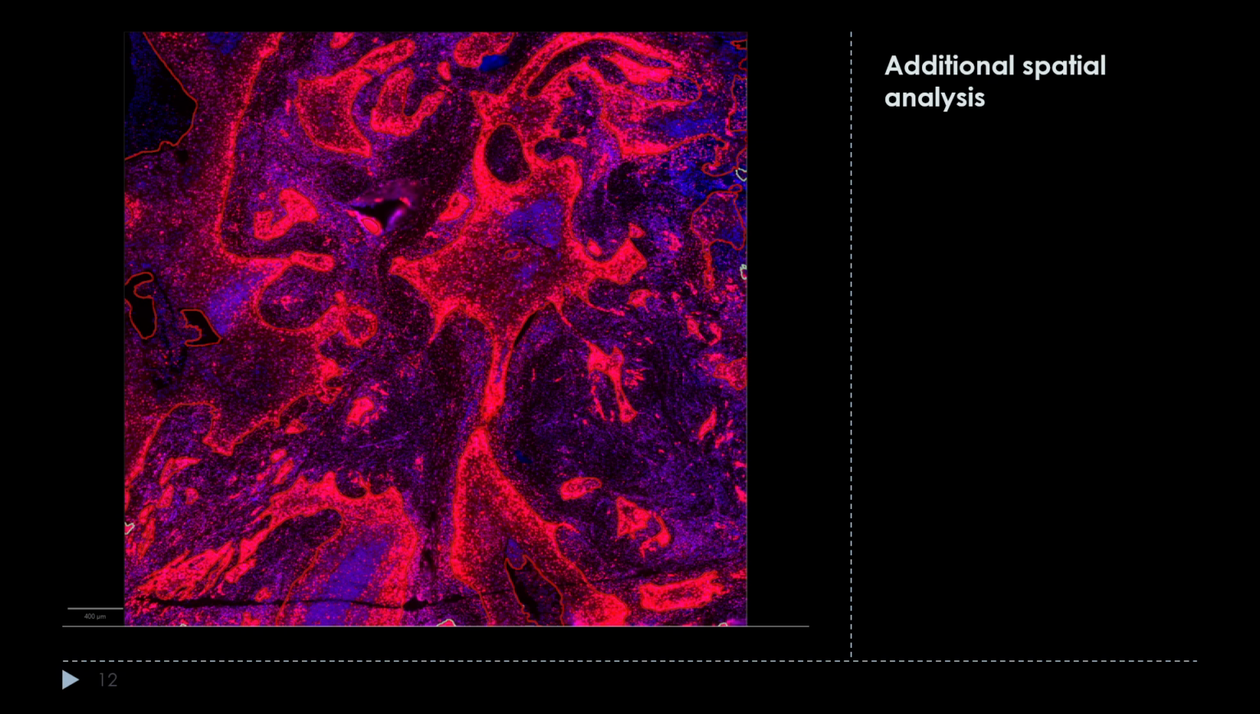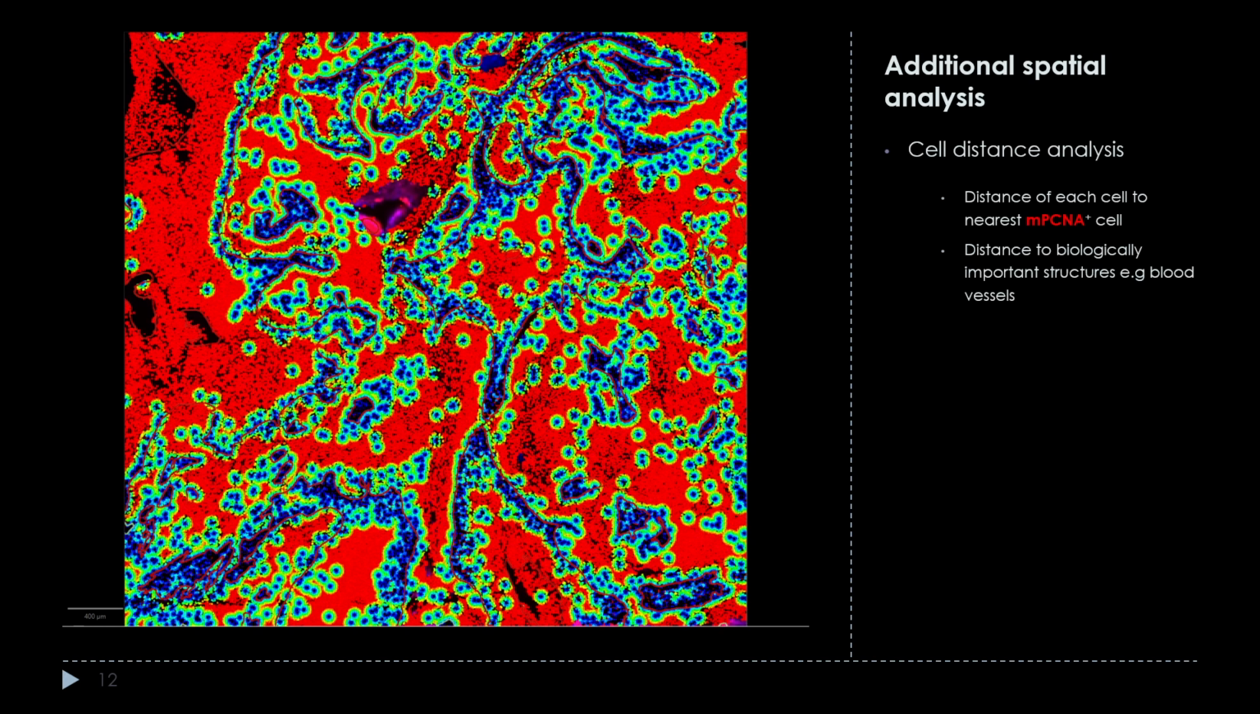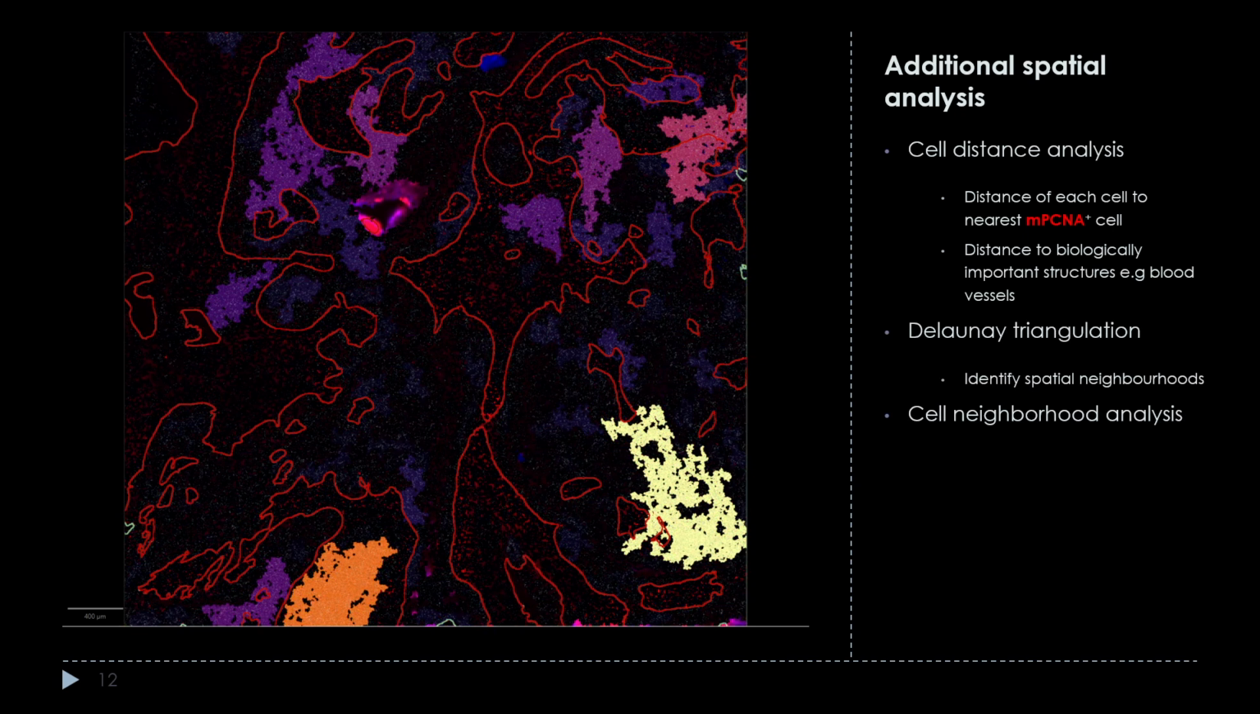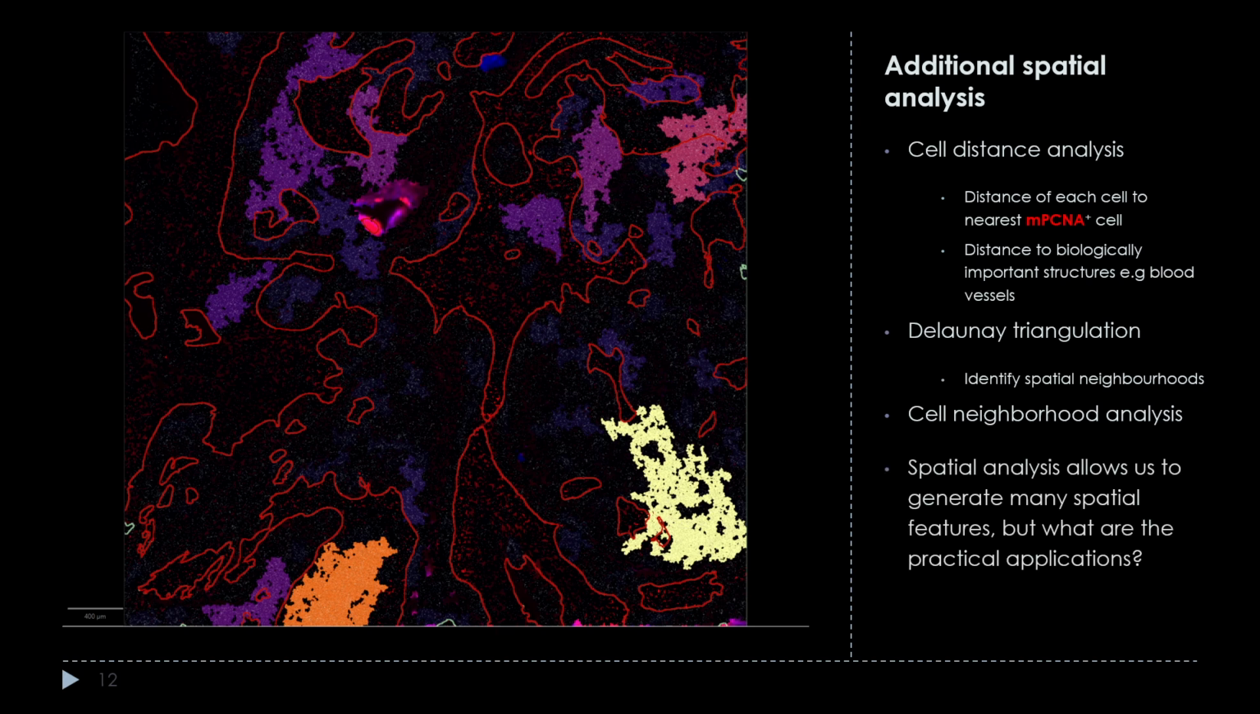Some initial spatial features we can generate include cell distance analysis, which is the distance of each cell to the nearest pCNA positive cell, or Delaunay triangulation, which allows us to identify spatial neighborhoods. And while spatial analysis allows us to generate spatial features, what are the practical applications?